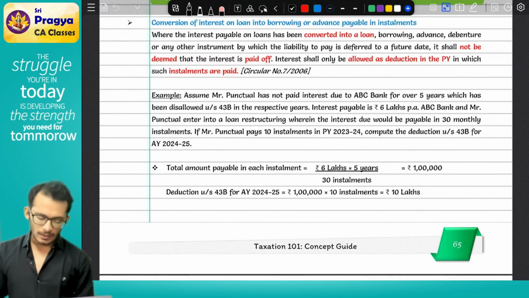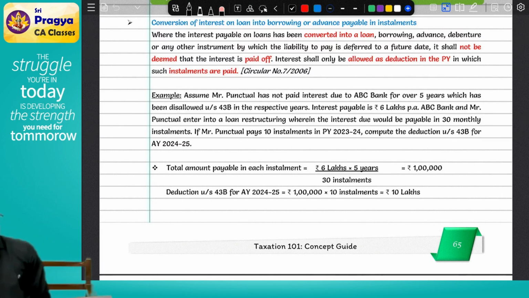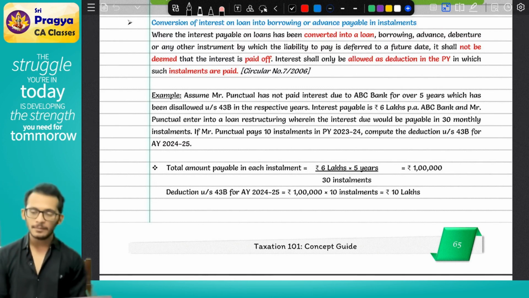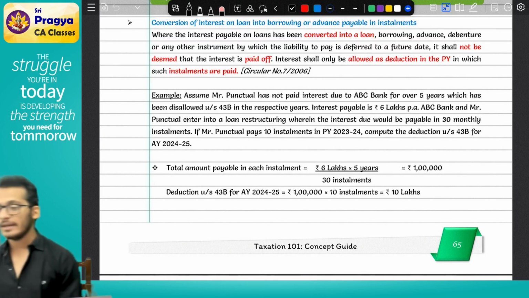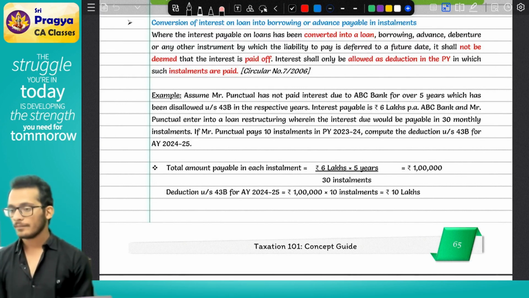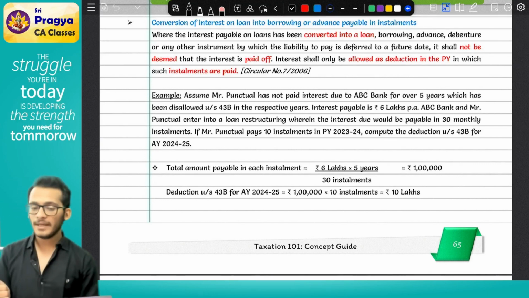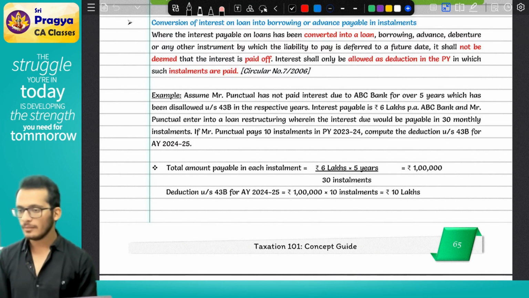Not allowed. ABC Bank and Mr. Punctual have entered into a loan restructuring agreement wherein the interest due would be payable in 30 monthly installments. So I am coming and saying I do not have to pay the interest. I am paying it as loan. How much am I paying? 30 installments, which means per installment I will pay 1 lakh.